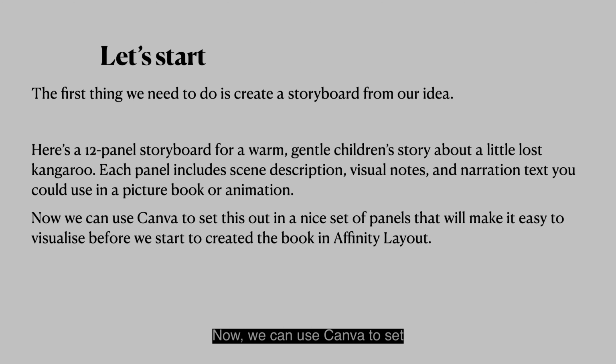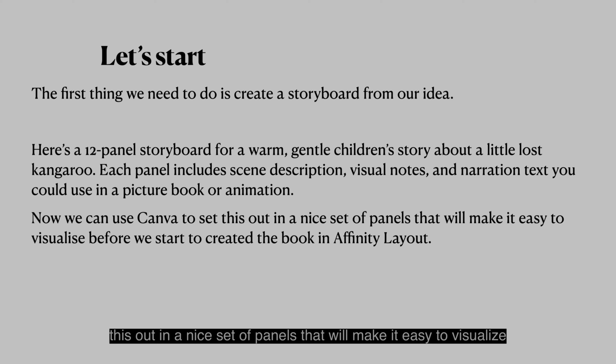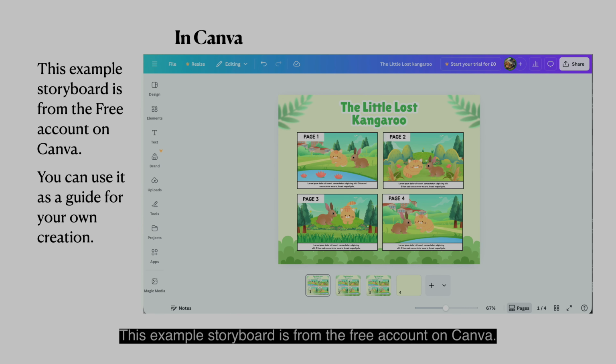Now we can use Canva to set this out in a nice set of panels that will make it easy to visualize before we start to create the book in Affinity Layout. This example storyboard is from the free account on Canva. You can use it as a guide for your own creation. If you want to get more complex, you probably should subscribe to Canva because there are lots of details on there that are very useful.